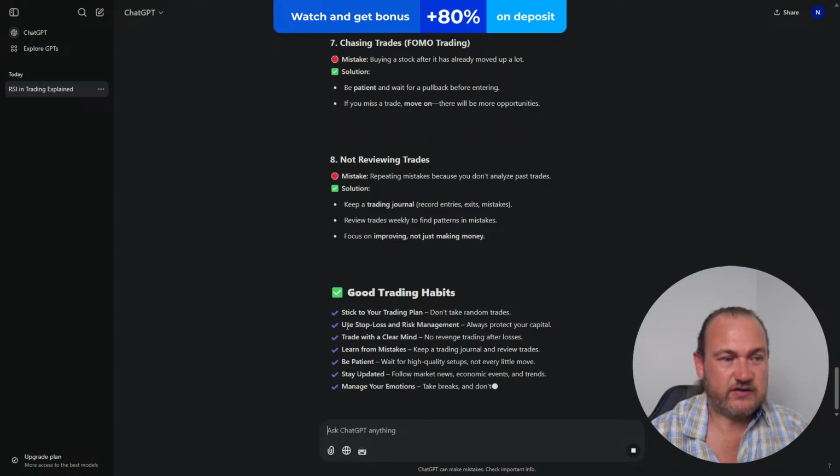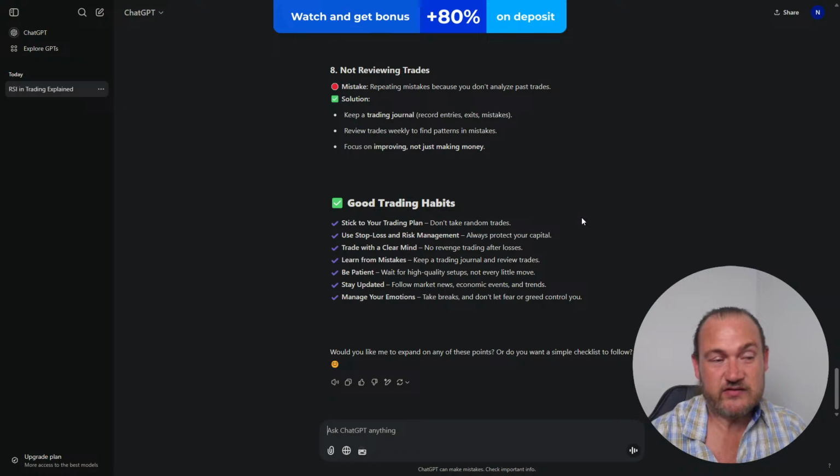This is brilliant advice. Stick to your trading plan. You must have a trading plan. Use stop loss and risk management. That's more for Forex, but yes, trade with a clear mind. Revenge trading, don't do that. Learn from mistakes, stuff like that.